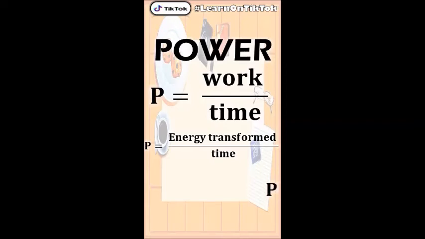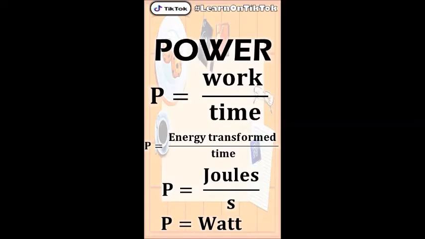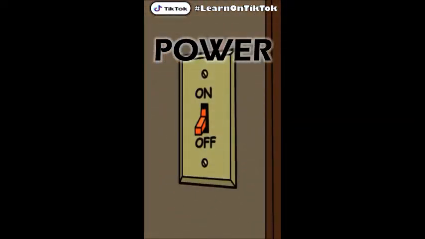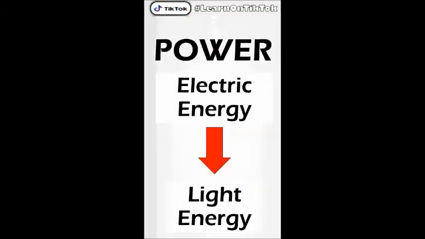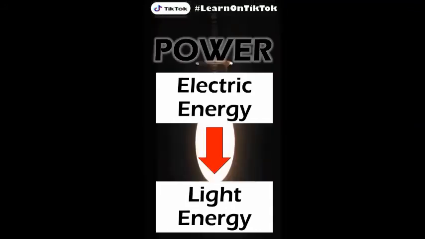The unit of energy is joules, while the unit of time is seconds. From the equation, power is measured in joules per second. This unit is equivalent to the watt. This unit is used for electric devices. Power in watts is the rate at which the electric bulb changes electric energy into light energy. Watt is used for other types of energy transformations as well.